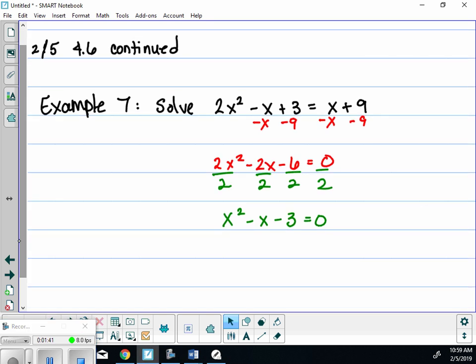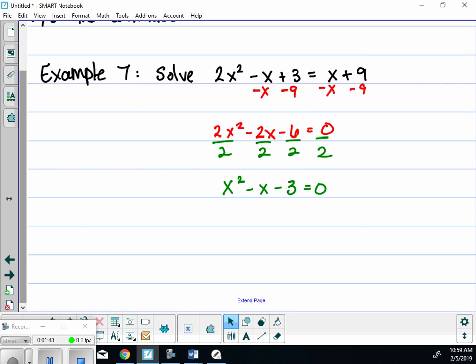Now, typically what I would do if this was just a problem that you were given to solve, it didn't give you any method, it just said solve this. This is what I would do. I would get everything to one side. I would see if I could factor out any numbers, make them smaller. Then I would look at x squared minus x minus 3 and see if that is something that I can factor.